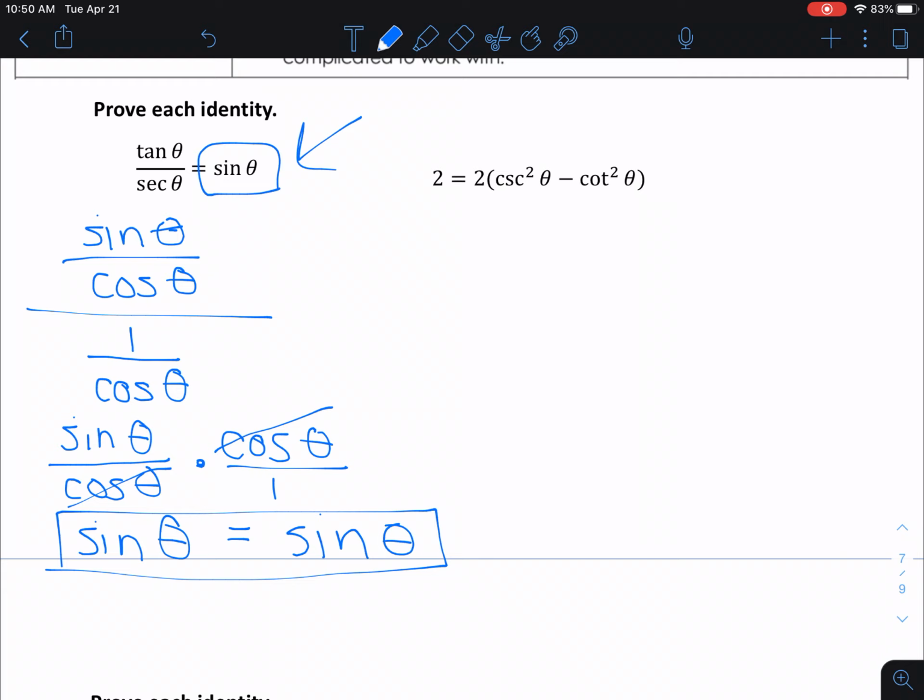Okay, so this one says 2 is equal to 2 times cosecant squared theta minus cotangent squared theta. So again, when I'm doing this, I want to go back to my sheet and look for cosecant squared or cotangent together. And sometimes they won't always be together. You might have to look around. But if I look right here, these two are actually put together already for me. So I'm going to try using that and see what happens.